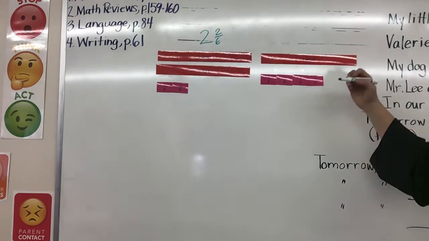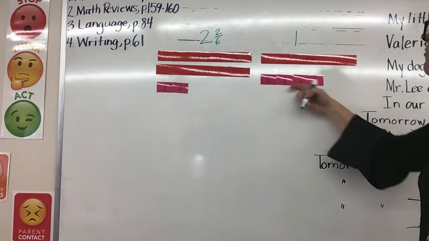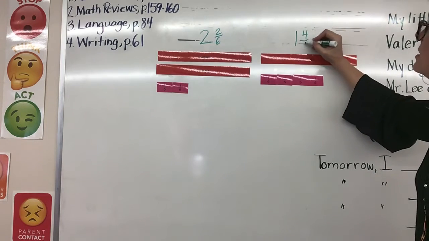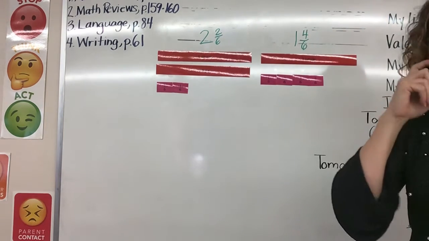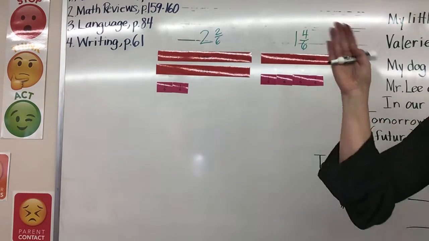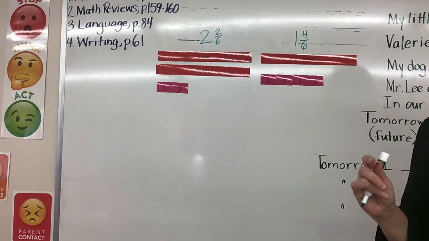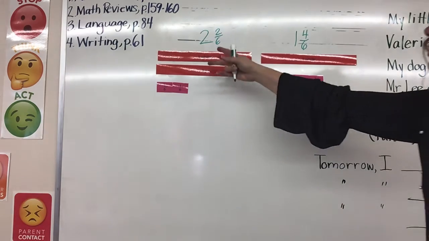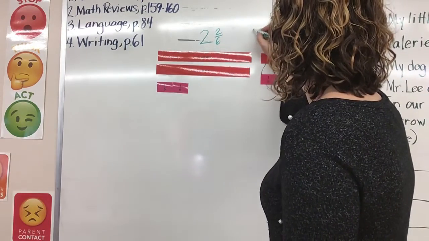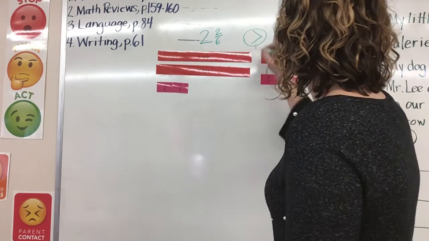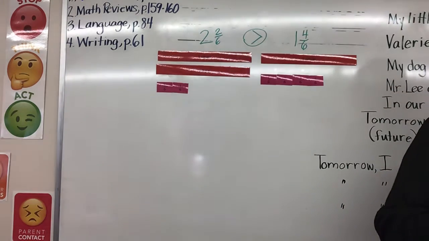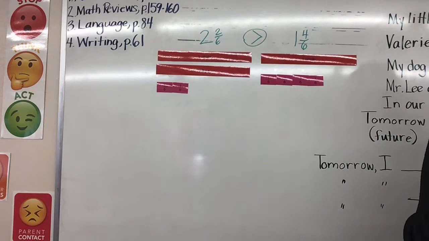Over here, what's my whole number? 1. And what's my fraction? 4/6. So we still have the same fraction. This time, when you look at the whole number, you already see a difference. So you already know which one's bigger. 2 wholes is bigger, so you would say 2 and 2/6 is greater than 1 and 4/6. So the first thing you want to do is compare the whole number. If the whole number is the same, then you have to compare the fraction. If the whole number is different, then you automatically know which one is greater, and you don't have to worry about the fraction.